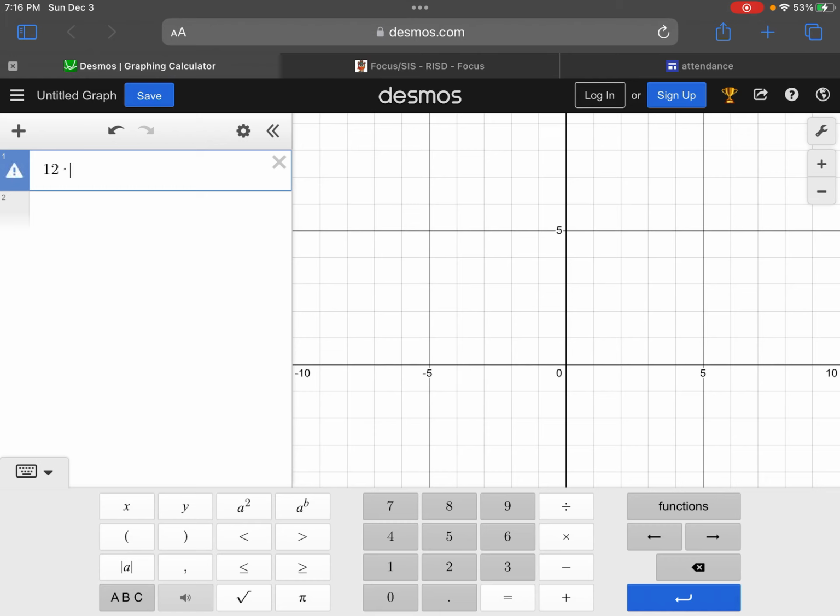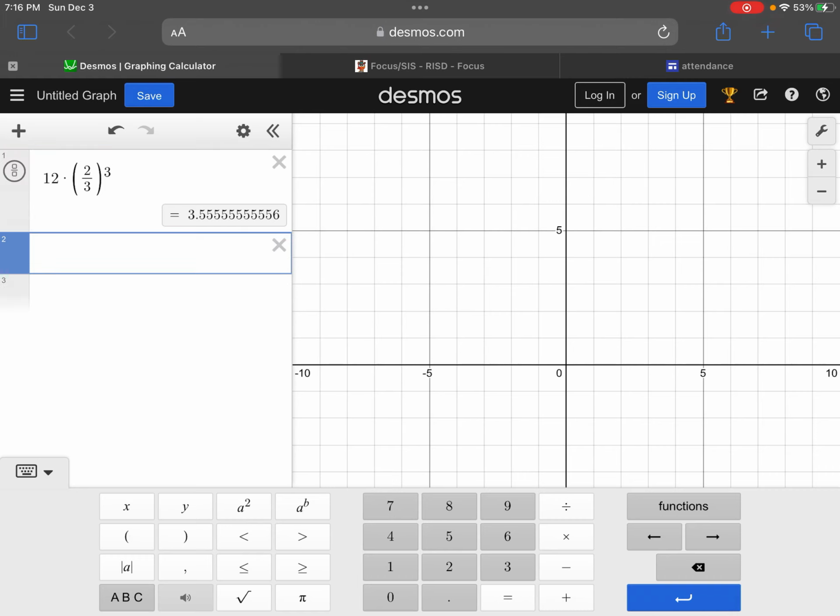So 12 times a fraction, 2/3, and I actually probably want that fraction in parentheses, 2/3, and we're going to raise that to the power of 3. There's our answer, okay? Fraction form is preferable here. In your calculator, if you used alpha y equals fraction mode, your answer will be in fraction form already.